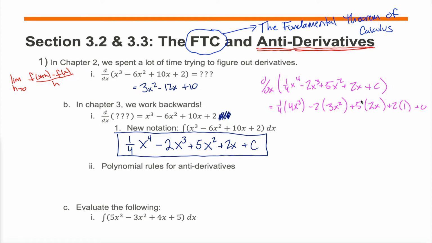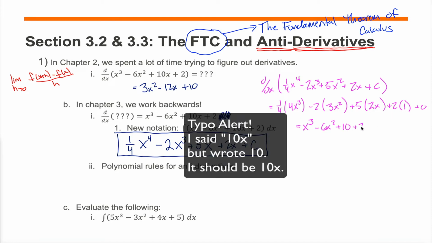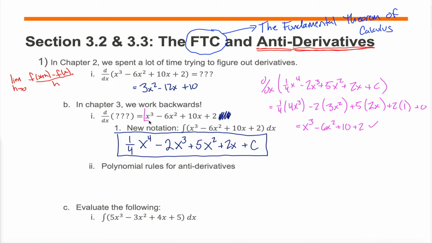The derivative of this polynomial is this expression, and if I clean things up a little bit, 1/4 times 4x cubed is just x cubed. Negative 2 times 3x squared is negative 6x squared. 5 times 2x is 10x, and 2 times 1 is just 2. Sure enough, what I get here is exactly what I started out with right here.